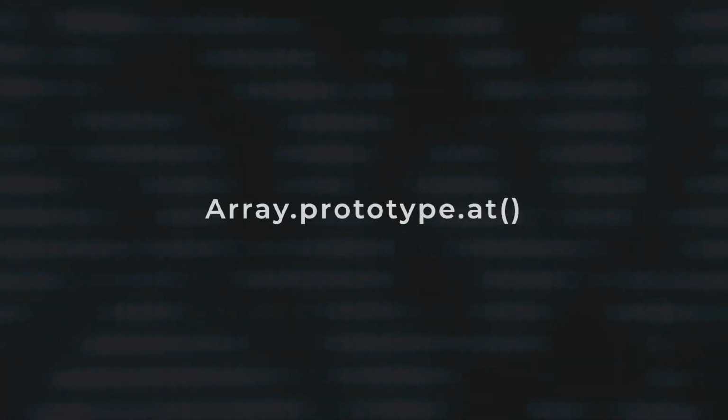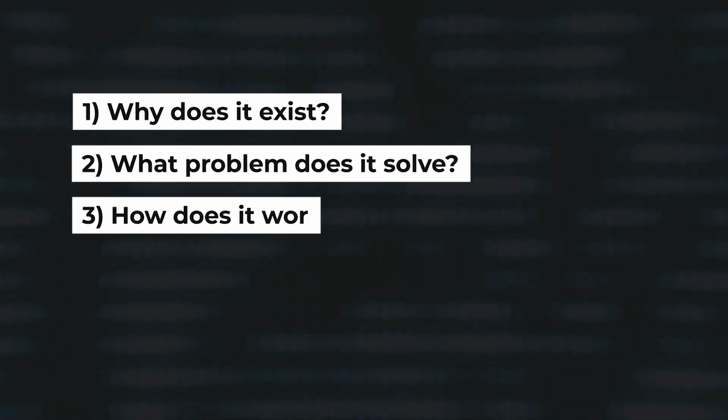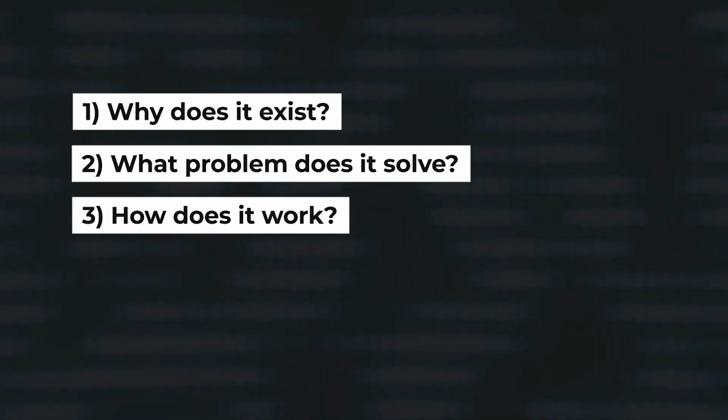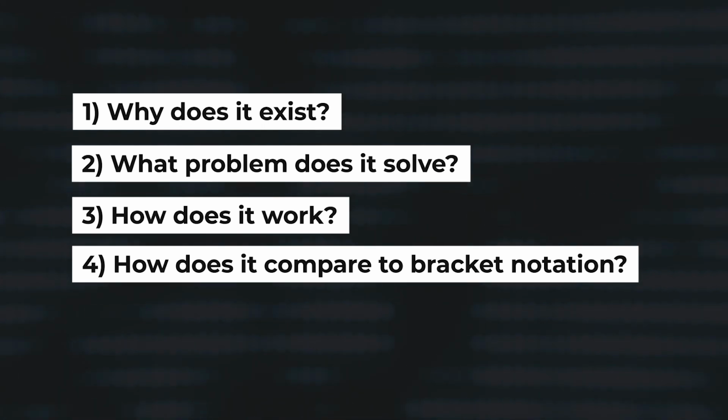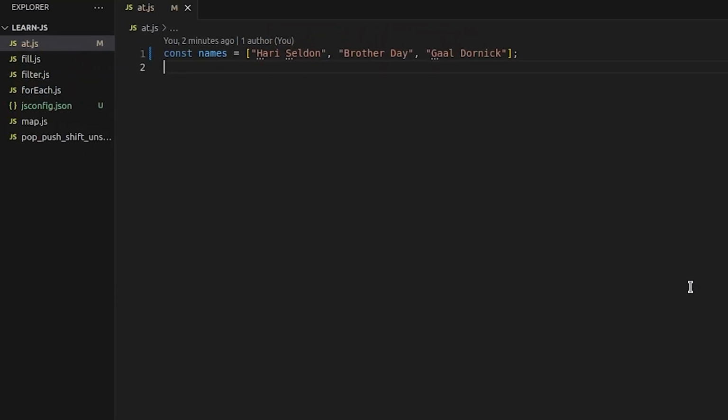In this video, we're going to cover the JavaScript array at method. We'll talk about why it exists, what problem it solves, how it works, how it actually does that, how it compares to something like bracket notation, and then one particular thing you want to avoid when using it. So here we have an array of three strings.